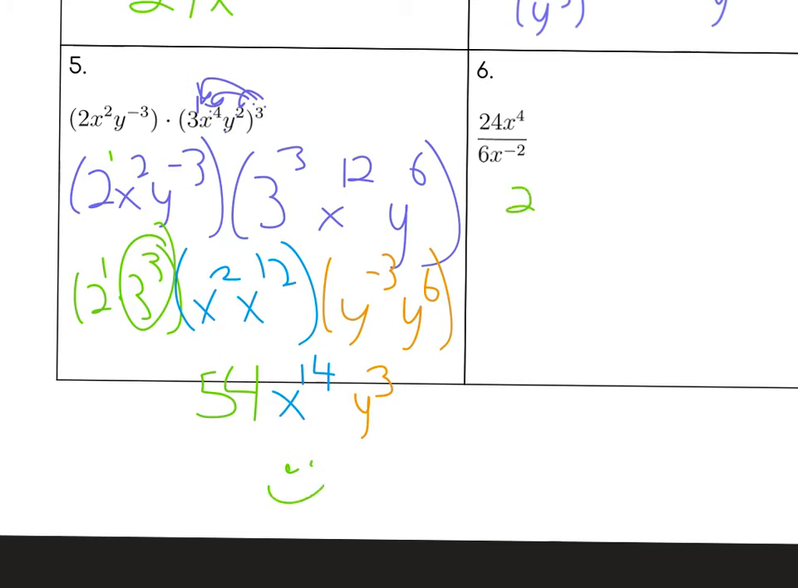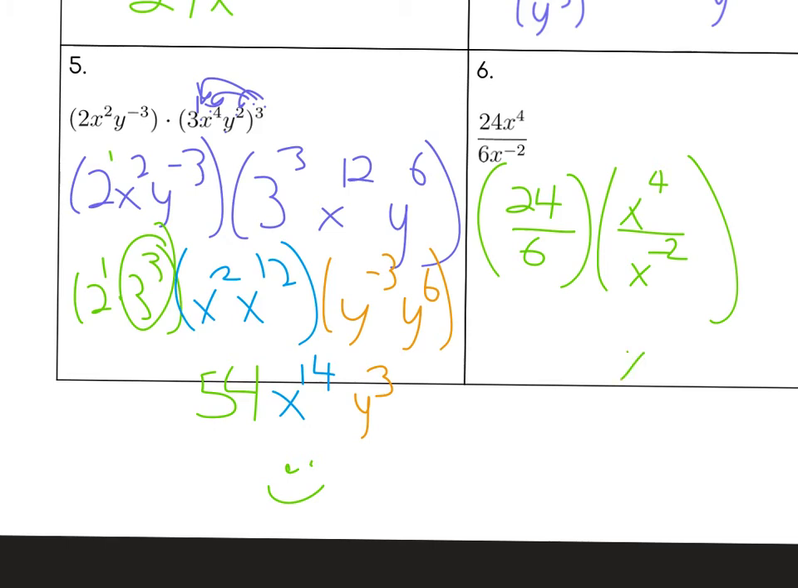This one, you can think of as two different problems if you want. 24 over 6. And then x to the 4th over x to the negative 2. You can either think of that as subtracting, or you can think of that as writing it as x to the 4th times x squared, because you want to bring the negative exponent stuff up. 24 divided by 6 is 4. And then we can add those exponents. So 4x to the 6th.